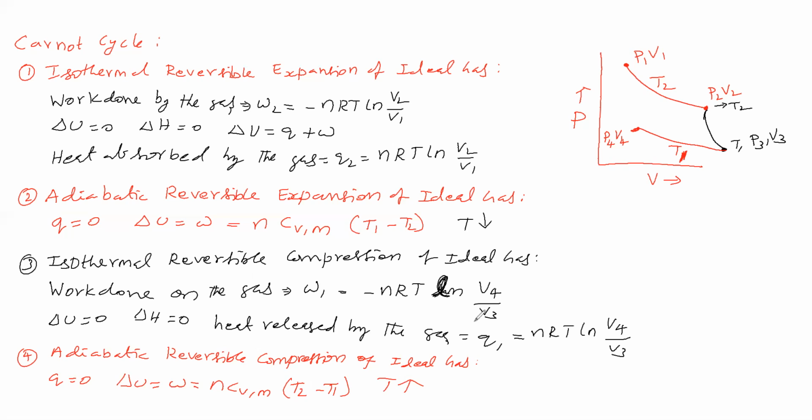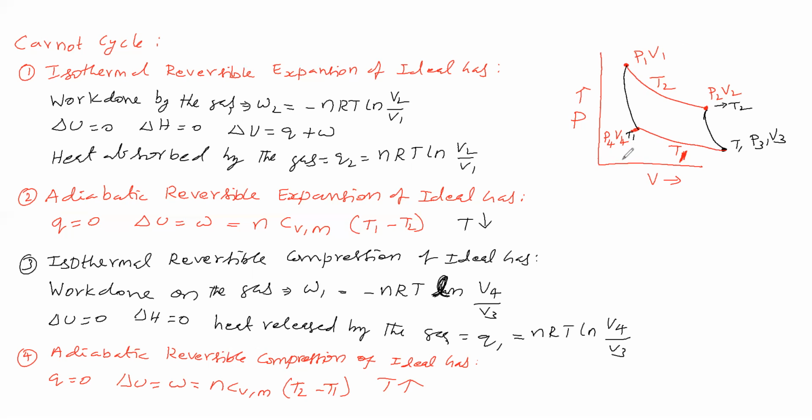Therefore, for this we will draw the graph. It comes like this. The cycle is completing now. Here temperature T1 becomes T2. Here final pressure is P1, final volume is V1. So these are the 4 steps of the cycle. Now we have completed the cycle. This cycle is called Carnot cycle.